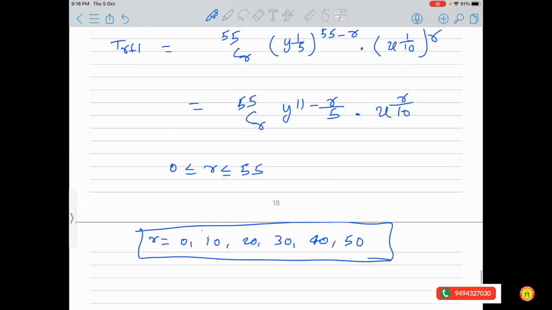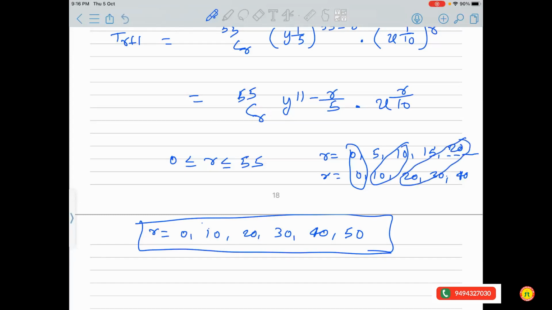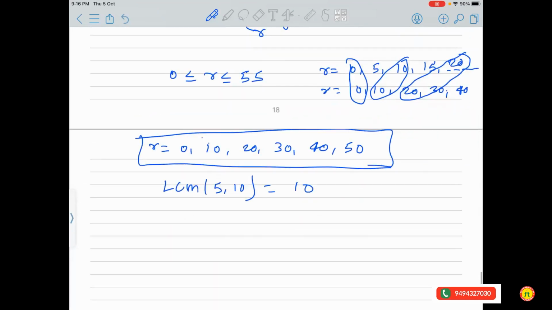If you write r here, you need to find integers. So r can be 0, 5, 10, 15, like that, and here r is 0, 10, 20, 30. So the common values are 0, 10, 20. So the LCM of the two denominators, 5 and 10, will give the answer. The LCM is 10. So 0, 10, 20, 30, 40, 50 is the answer for this question.